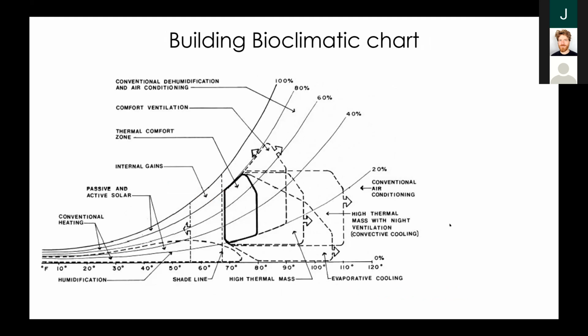The building bioclimatic chart is a concept that can be very useful for seeing the most efficient passive cooling and heating strategies based on whatever particular climate a building is in. So this chart explains the range of what we might perceive of as thermal comfort, this darkly outlined area. This is the typical thermal comfort zone.